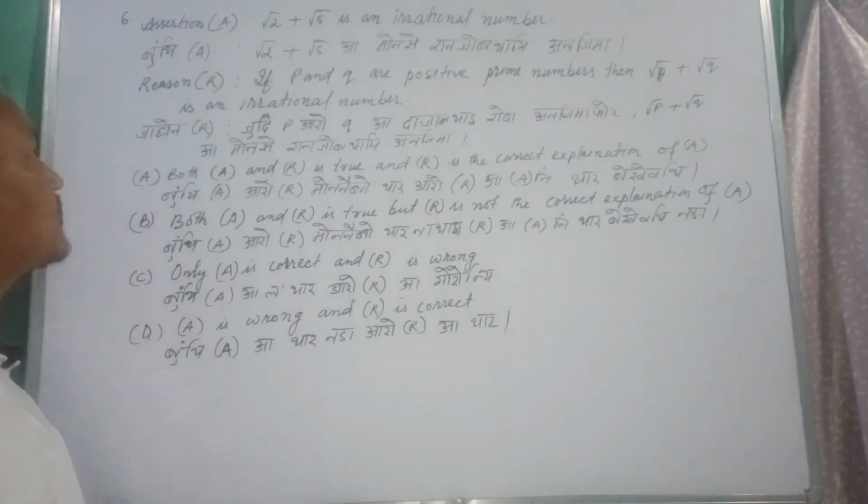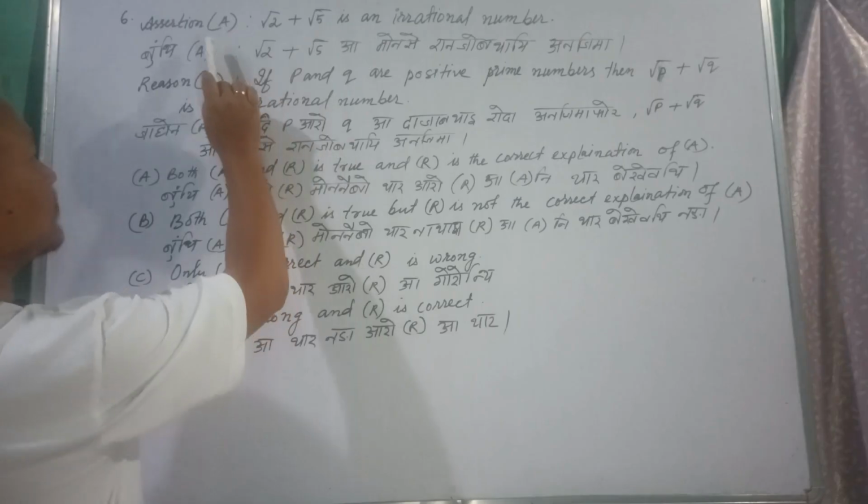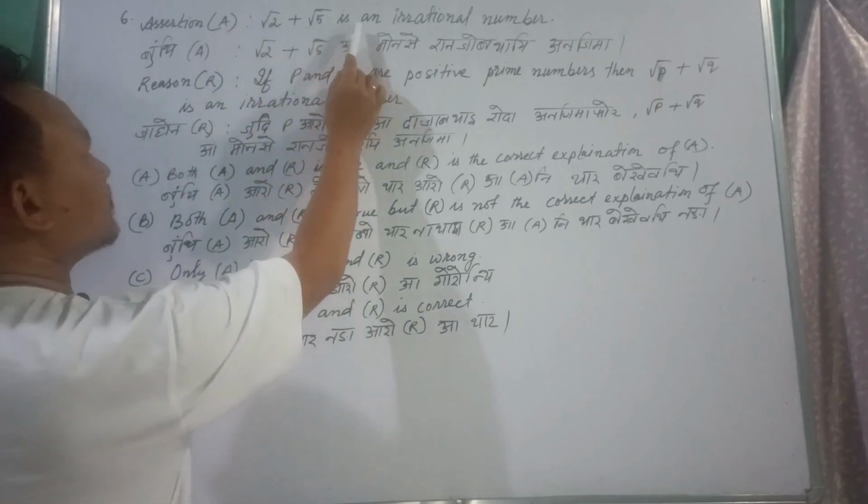So okay, so first, what is the assertion? Assertion: root 2 plus root 5 is an irrational number.